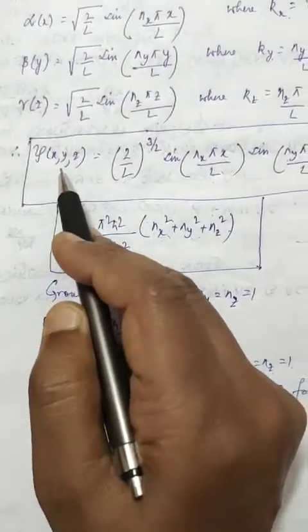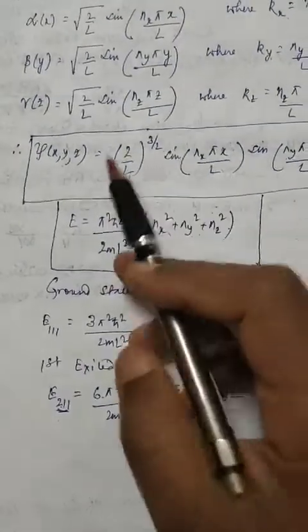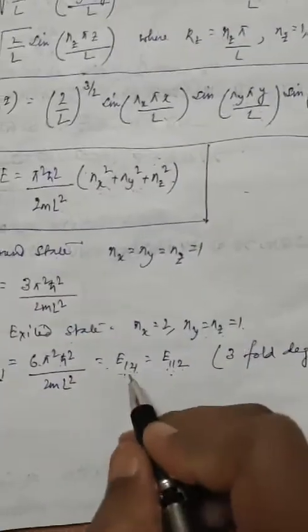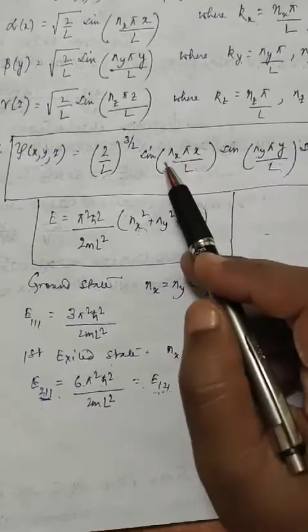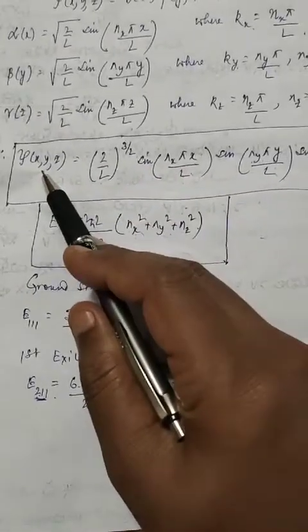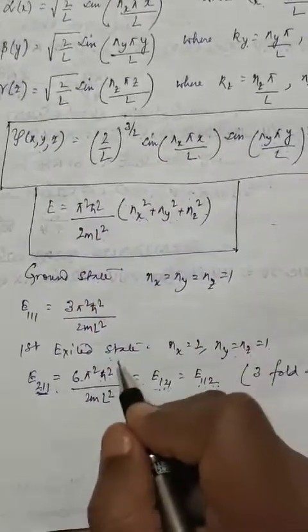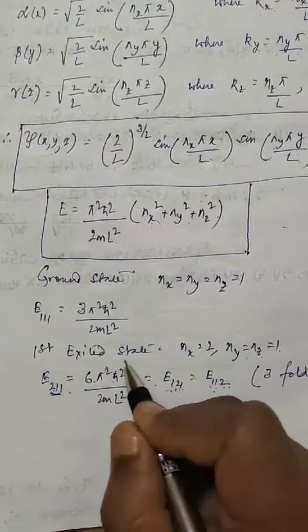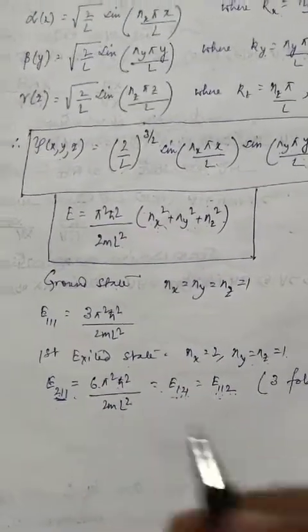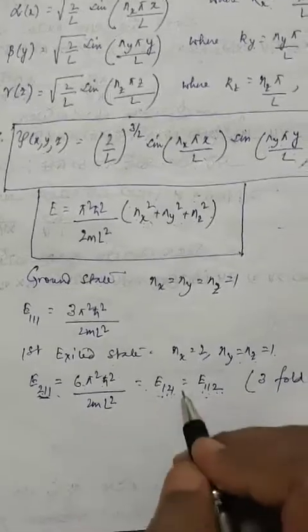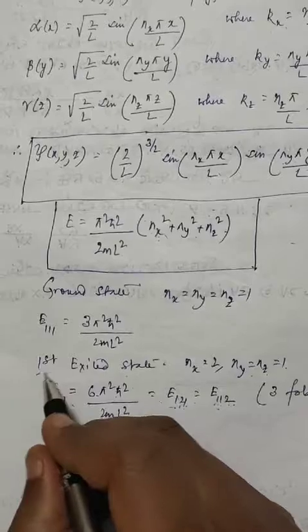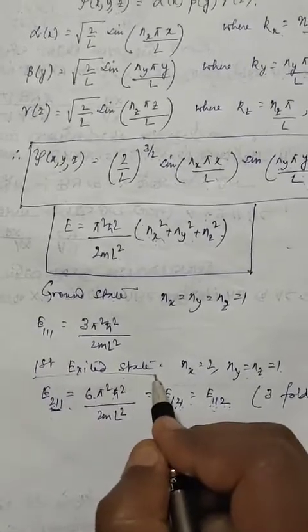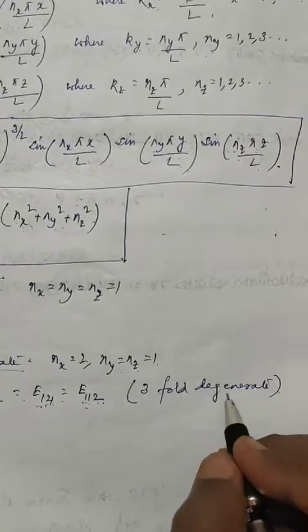And if you remember, wave function denotes the state of a particle. So these three different combinations give rise to different psi, that is different states, but all of them have the same energy value, 6 pi square h cut square by 2 m L square. So these three states are degenerate states. So the first excited state, which has this energy, is threefold degenerate.